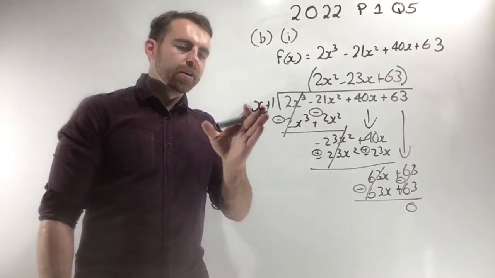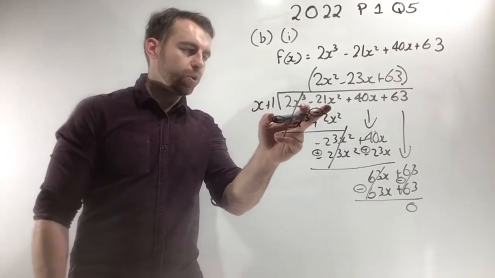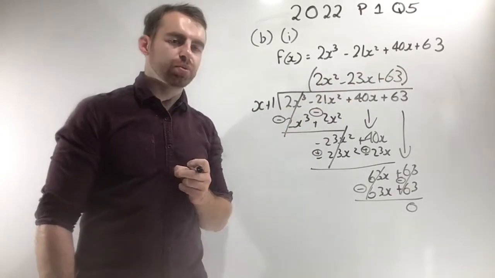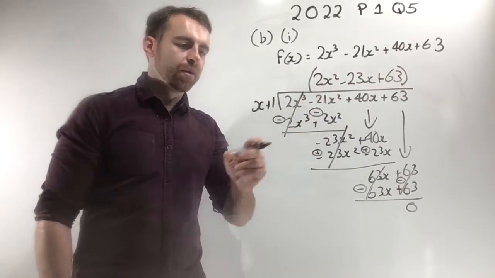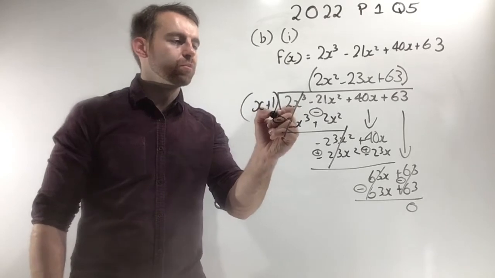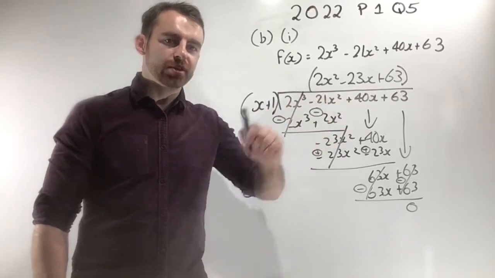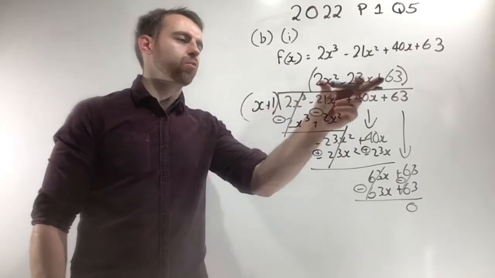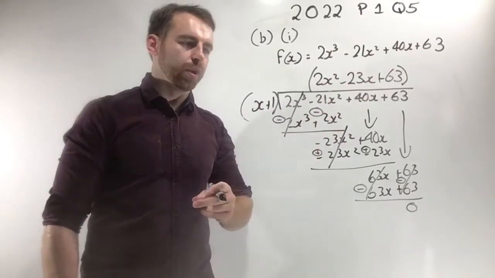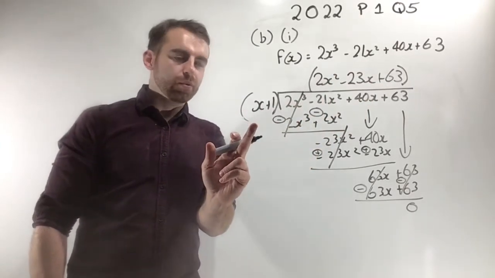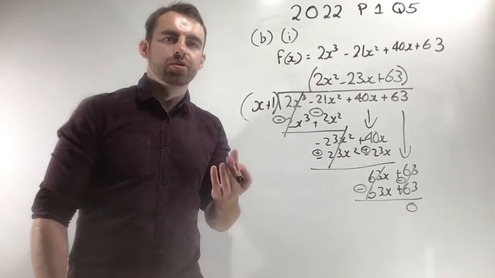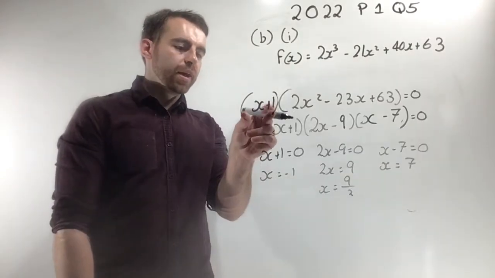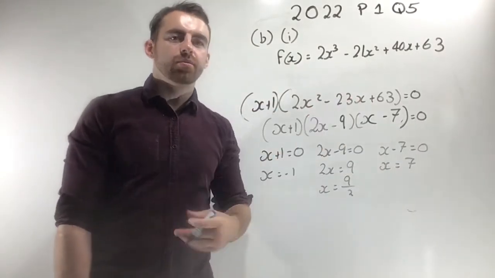But more importantly, I know that if I divide x plus 1 into the cubic, I get 2x squared minus 23x plus 63. That means that one factor is x plus 1, and the other two factors come from this quadratic. So if I multiply x plus 1 by this quadratic, I'll get the cubic. And the x plus 1 will give me one of the roots, and the quadratic will give me the other two roots. So I know that x plus 1 multiplied by this quadratic will give me the cubic.